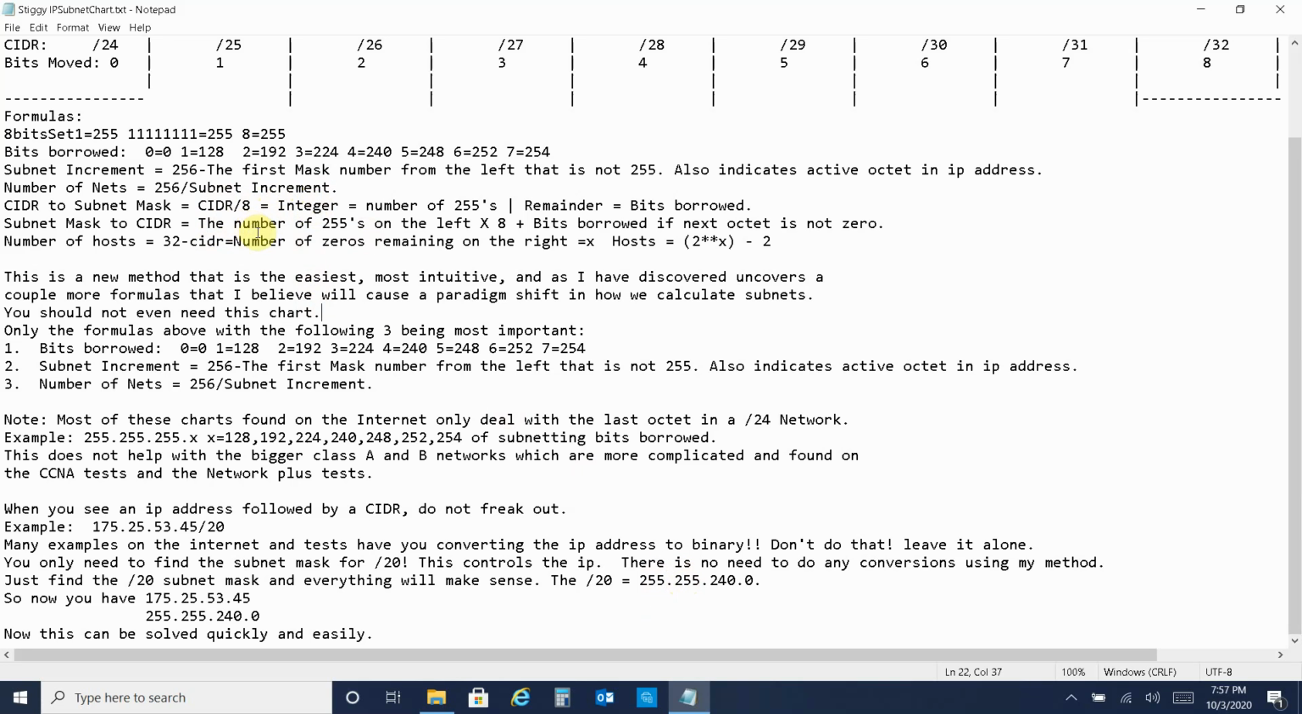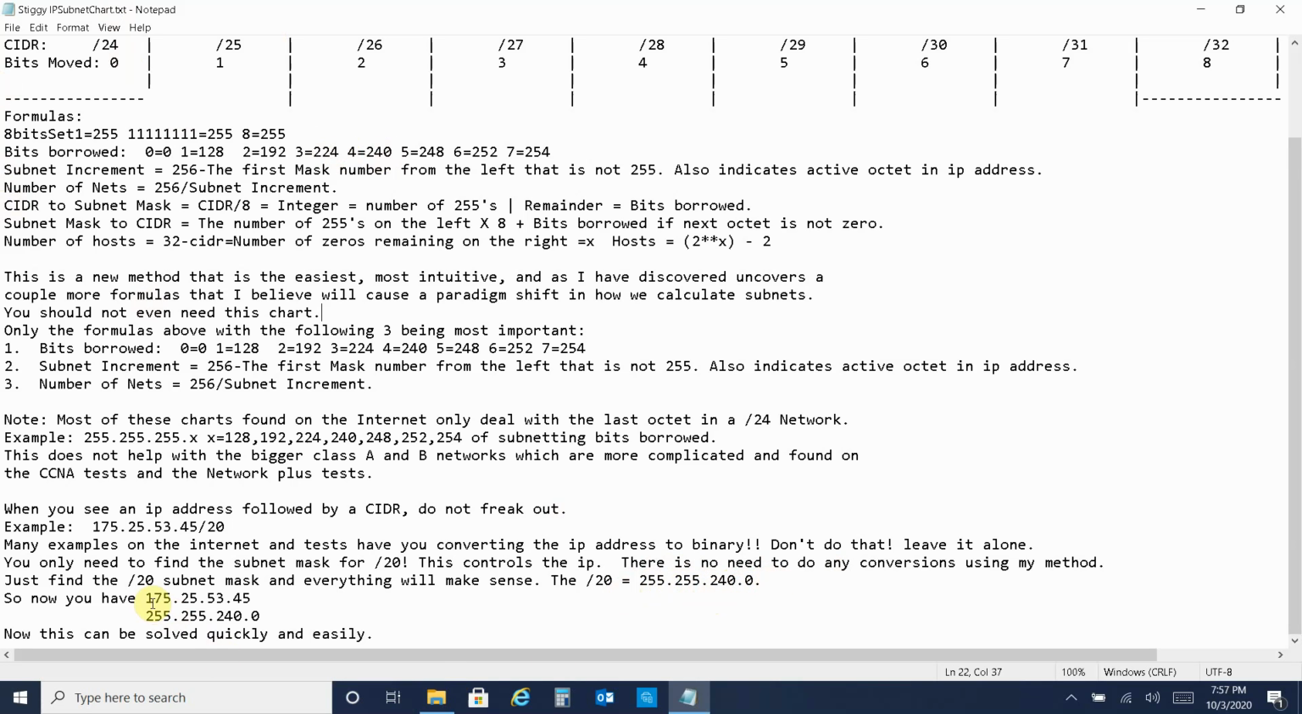So, 20 divided by 8 is 2. So you're going to have 2 255s. What's the remainder? All right? So you got 2 times 8, 16. What's the remainder? 4. What's 4 equal? Let's go back up here. 240. There you go. 2 255s, dot 240, and whatever's left over is a 0.